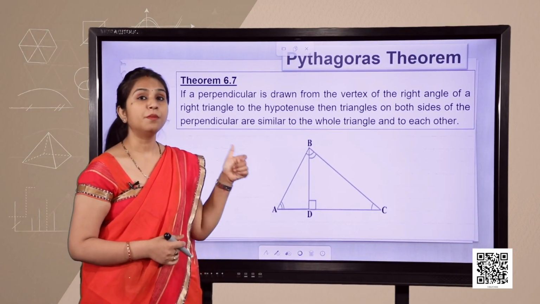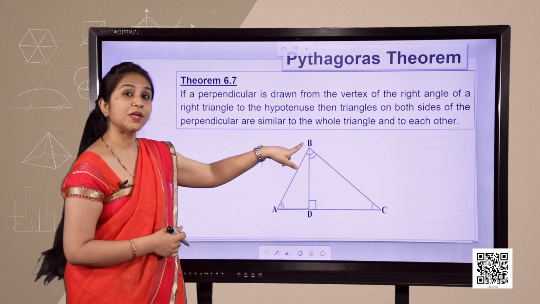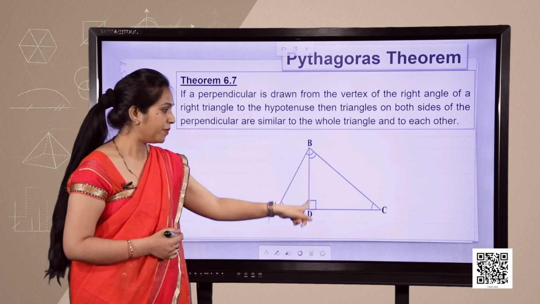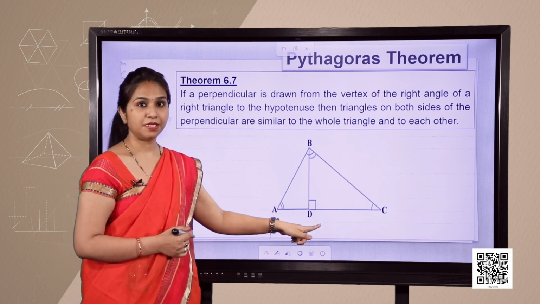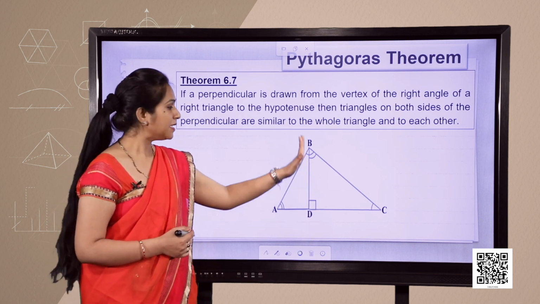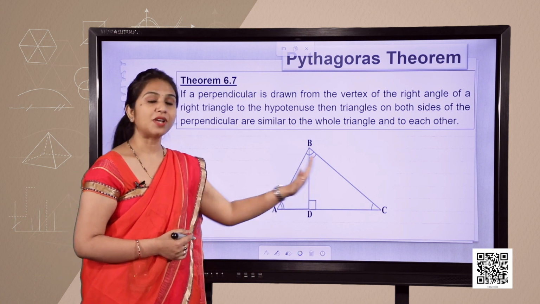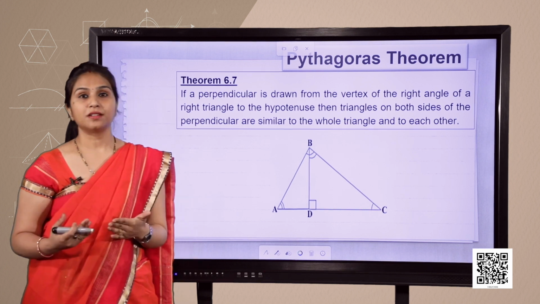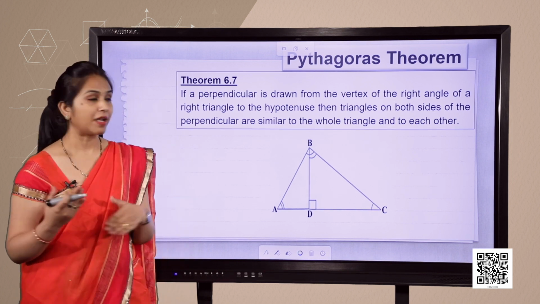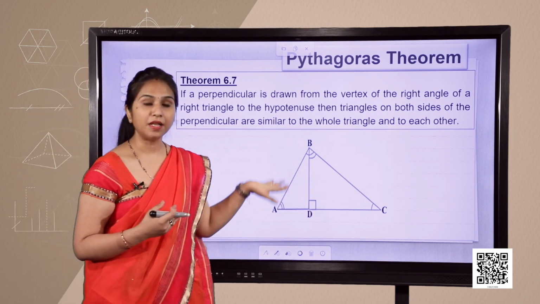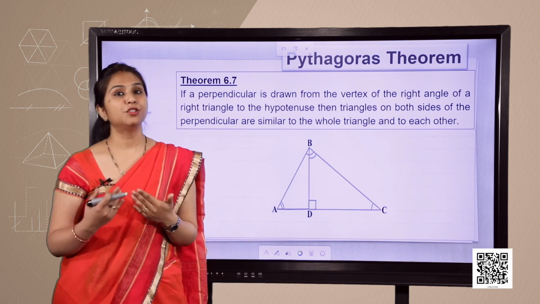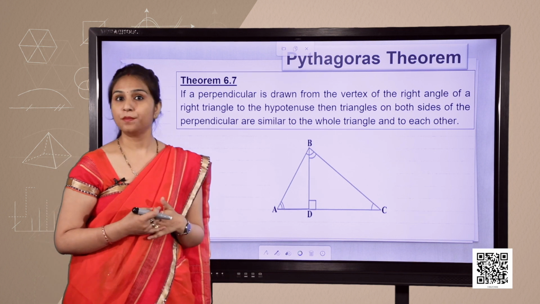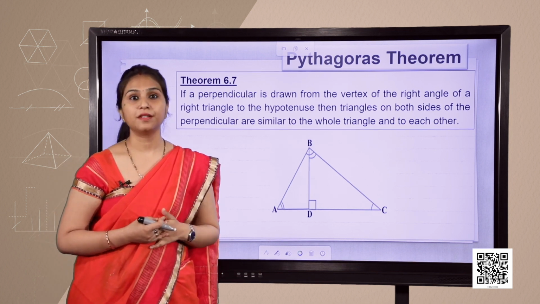and if we draw a perpendicular from the vertex where the 90-degree angle is formed, from that vertex to the hypotenuse, that is the longest side, then with this perpendicular, you can see two triangles are formed. According to the theorem, both the triangles are similar to the whole triangle, that is ABC, the big one, and they are also similar to each other. Again I am reminding you, this is one of the very important theorems in the proof of Pythagoras theorem.